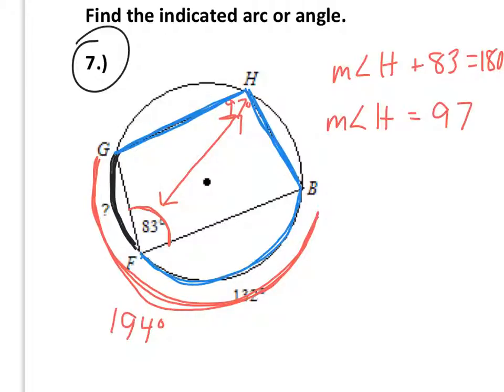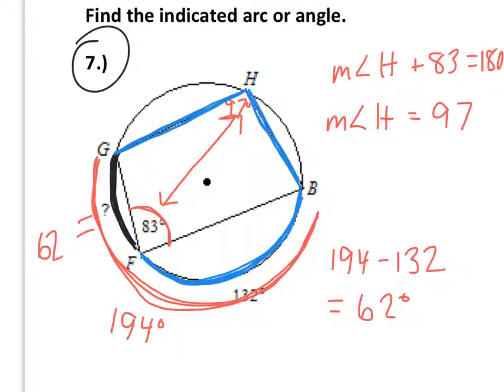And then if we subtract away the 132 degree arc, it'll leave us with just what the question mark is. So that calculation is 194 minus 132, and that equals 62. 62 degrees is the degree measure for our question mark arc.